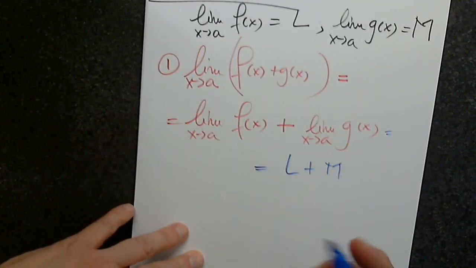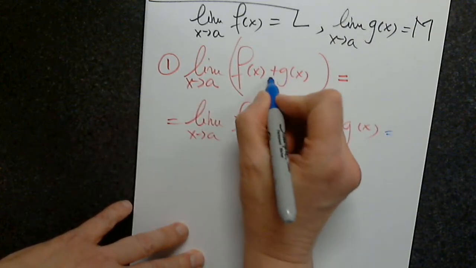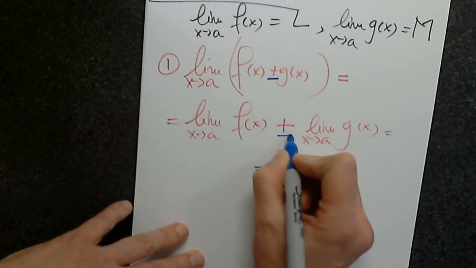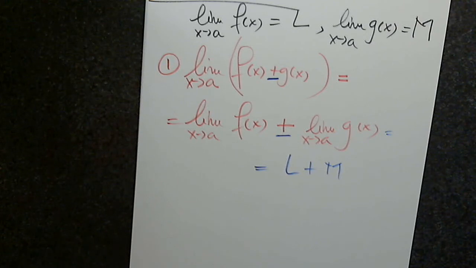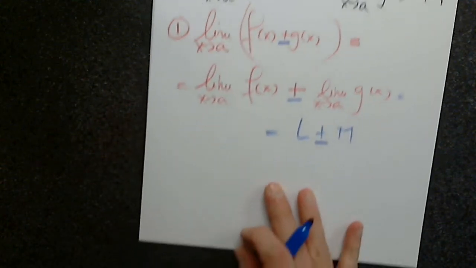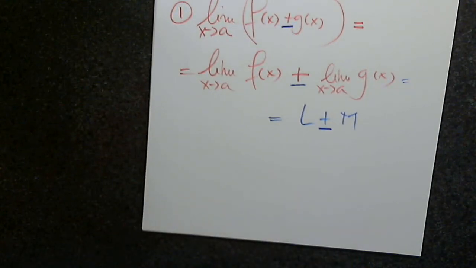In the same law, I would like to do this. Not because I'm lazy, but they really belong together. So if I have a difference, then it is the difference of limits. If I have a sum, then it is the sum of limits. So they do belong together. So we should not have them separated.